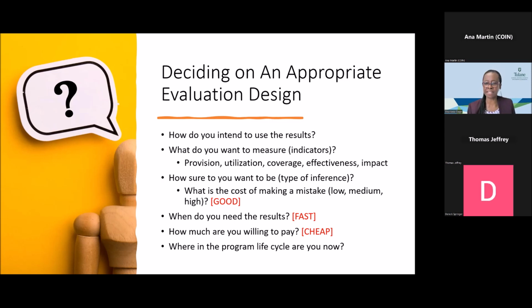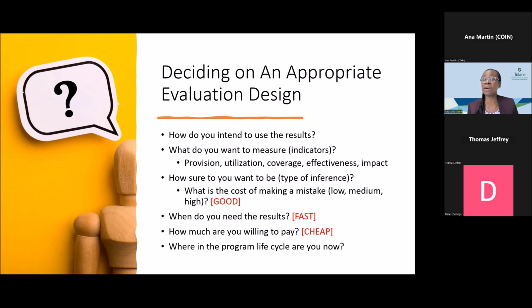So if you're developing a vaccine, you cannot afford to make a mistake. So the cost of making a mistake is very high. If you're thinking about what's the best way to train people, do you give them online training? Do you give them in-person training? Do you use peer leaders to train them? The cost of making a mistake is not as high as when you develop a vaccine. So if the cost is high, you need a very rigorous evaluation design.